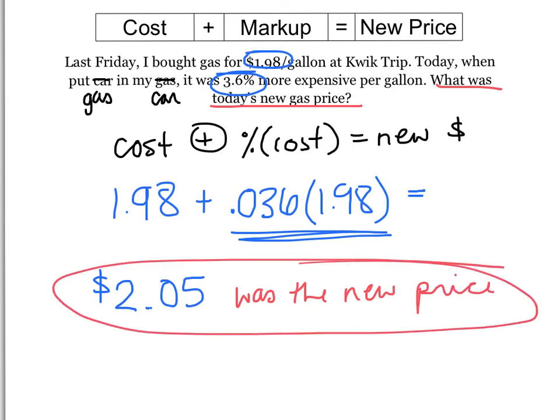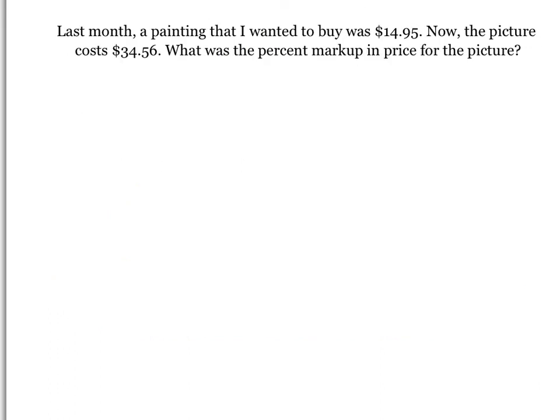Big increase in gas prices. Our final example today states that last month, a painting that I wanted to buy was $14.95. Now, the picture costs $34.56. What was the percent markup in price for the picture?